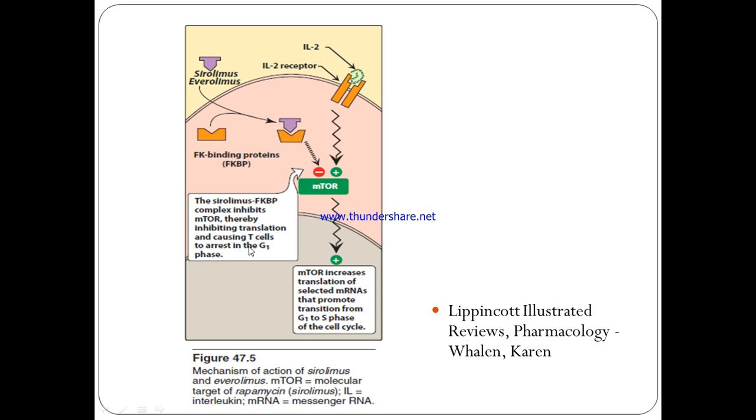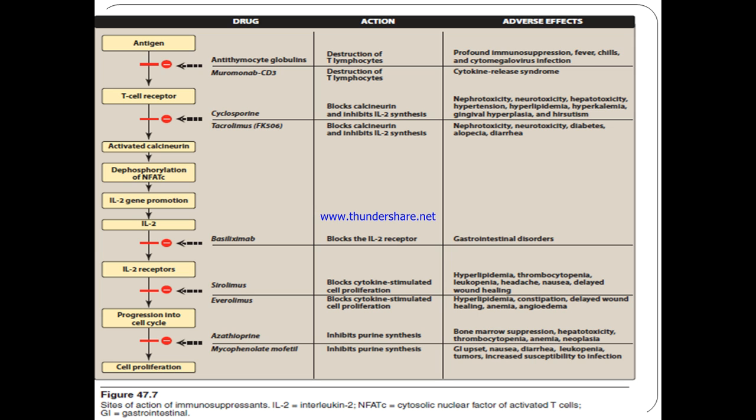So I think you have understood the basic mechanism involved in these two categories of drugs. Now this is a general picture. Of course, the other drugs we will discuss in other classes. Due to the antigen, the T cell receptor is activated, then calcineurin is activated, NF-ATc is dephosphorylated, the IL-2 gene is promoted, and IL-2 is produced. It acts on the IL-2 receptor, leading to progression through the cell cycle and cell proliferation. This is the normal pathway of cell proliferation.